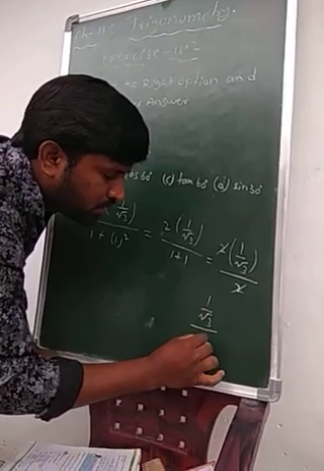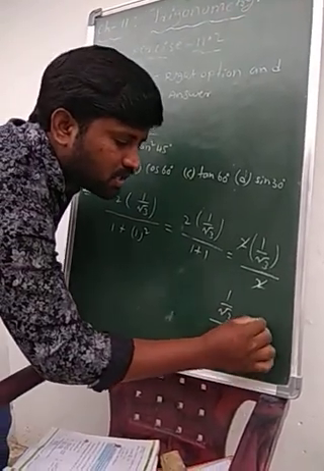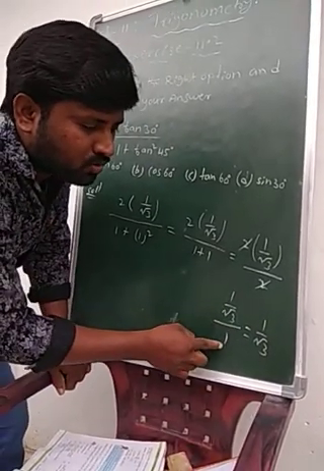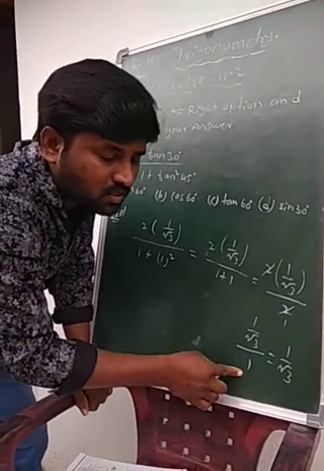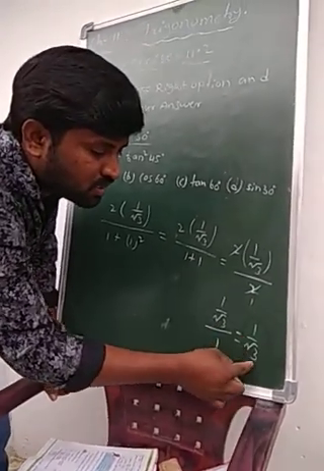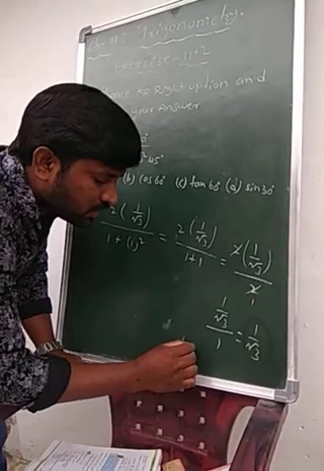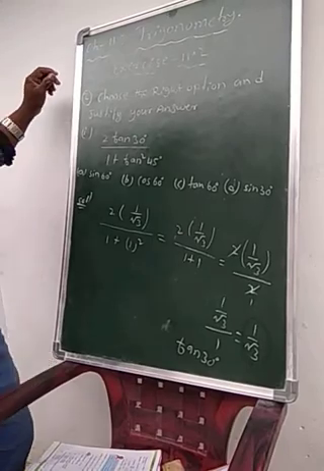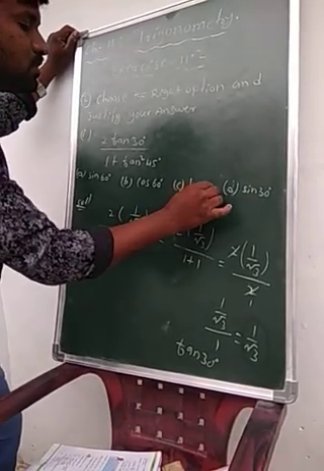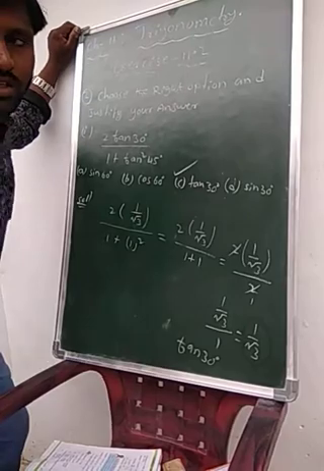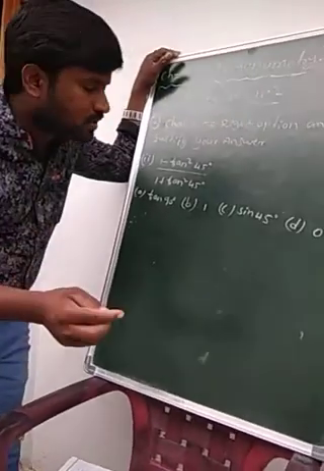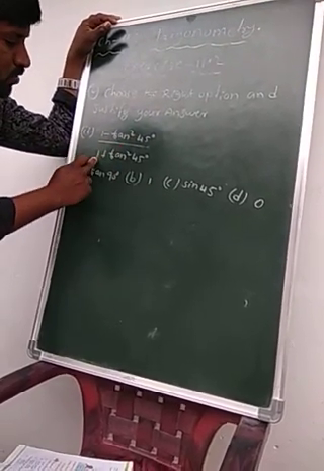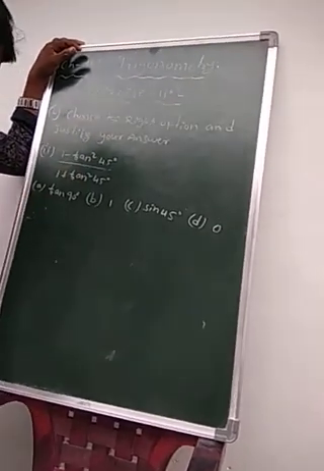by root 3 by 1 means that is what? That is 1 by root 3 only. 1 by root 3 by 1 means that is 1 by root 3. 1 by root 3 means what? That is tan 30 degrees. So what is the right option here? The required option is that is C, tan 30 degrees. Okay students, now second question, 1 minus tan square 45 degrees by 1 plus tan square 45 degrees.